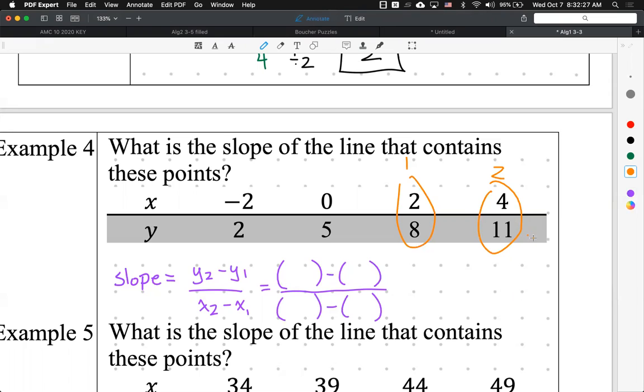If this is my second point, it's going to be y2. So 11 is my y2, and 8 is my y1. You guys can't really see that, so maybe I'll write it down here: y2, y1, and then this is my x2 and my x1. Plugging into our formula gives us what? I need someone to do all the substitution. Can someone do all 4?